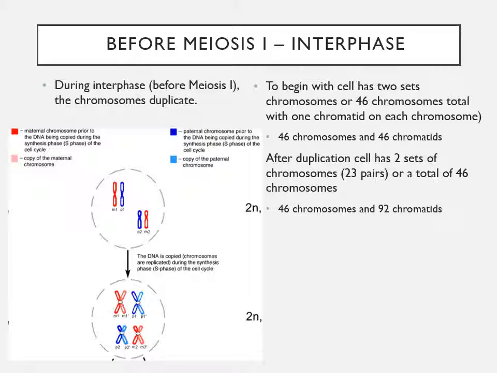So before we can actually talk about meiosis, we have to talk about the interphase, which happens before meiosis, where the chromosomes duplicate. So to begin with, each cell has 2 sets of chromosomes, again 2N, or 46 chromosomes total, 23 from mom, 23 that you got from dad. So there's 46 chromosomes and 46 chromatids. This is what it looks like here. So we don't have the sister chromatids yet. We just have a copy of a chromosome from dad and a copy from mom.